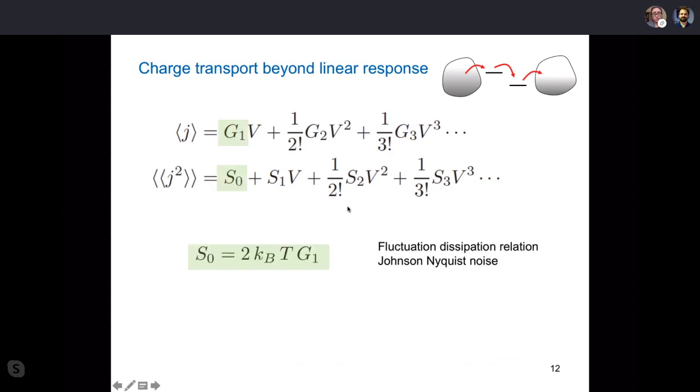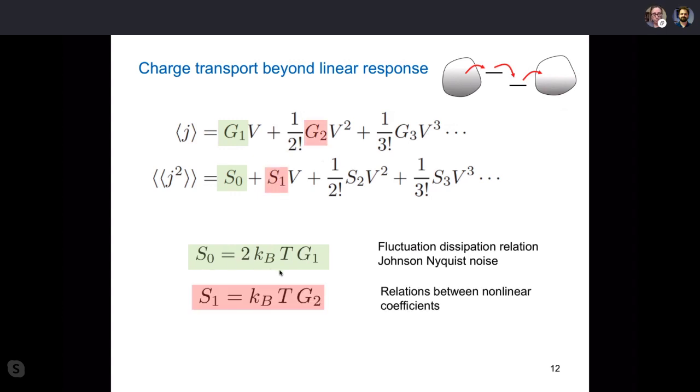Now, what do we know about these transport coefficients? We know that the equilibrium noise is related to the electrical conductance, to the linear response conductance. So that's a fluctuation-dissipation relation, or what we also refer to as Johnson-Nyquist noise. Similarly, we have relationships between higher order coefficients. For example, S1 is proportional to G2. And there are many such relationships.